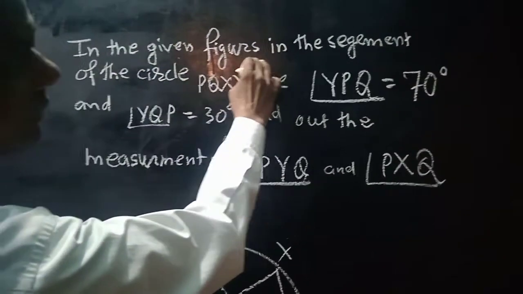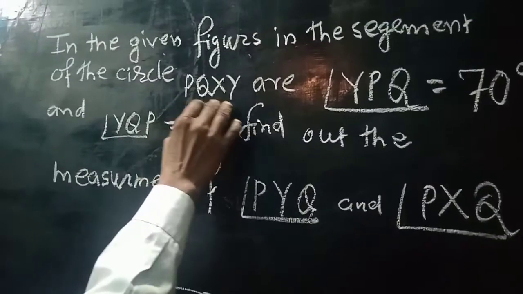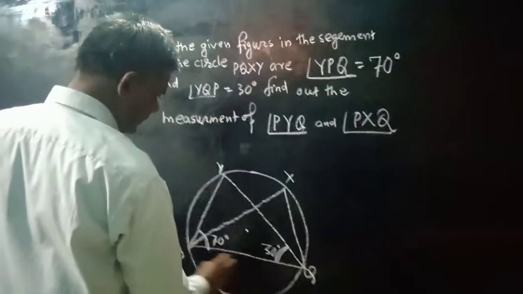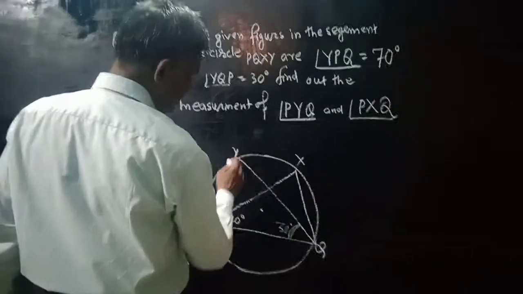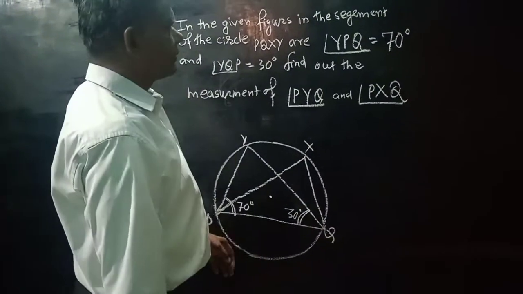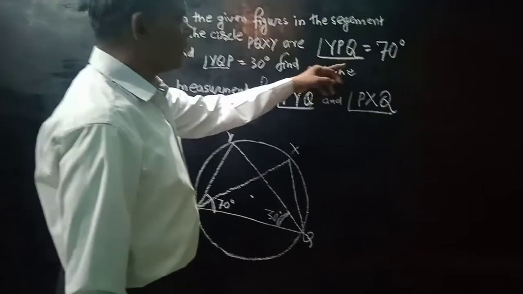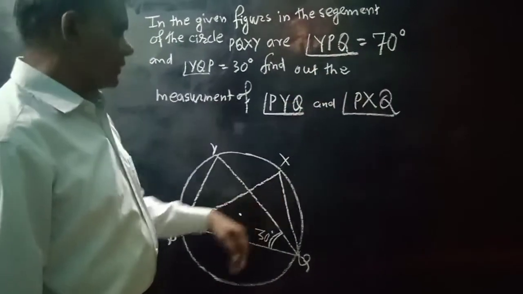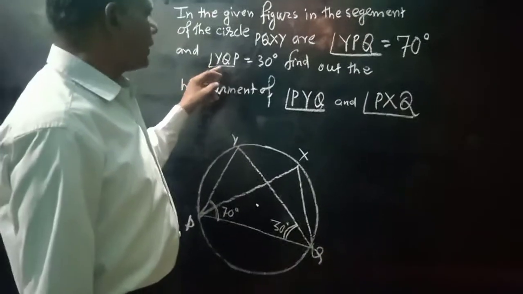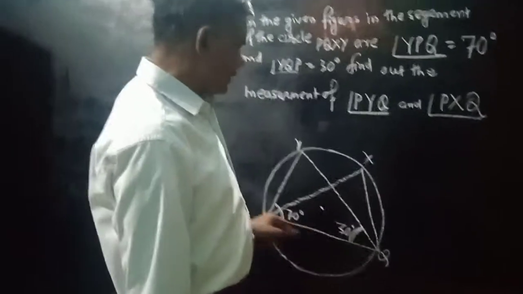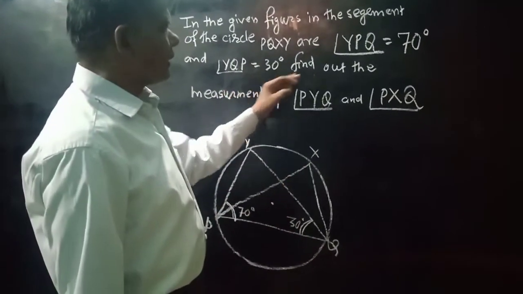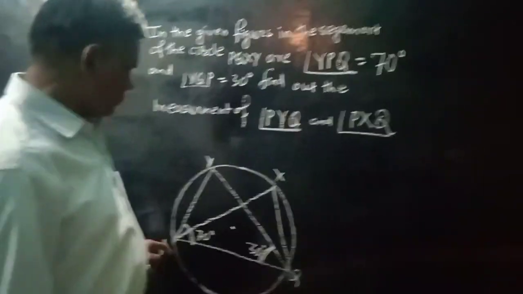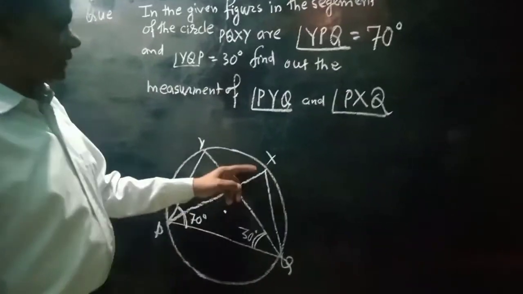In the given figure, PQXY is a circle. Four points are given on the circle. Angle YPQ is equal to 70 degrees, and another angle YQP is equal to 30 degrees. Find the measurement of the other angles PYQ and PXQ.